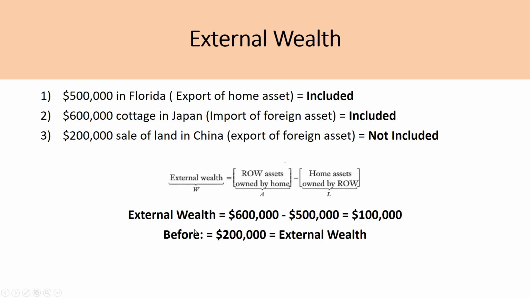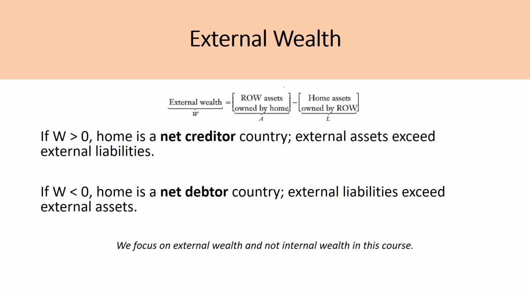Before these transactions, external wealth was $200,000 because this was a home asset, so it's not recorded as an external asset. And we only had $200,000 worth of rest of world assets owned by home. You'll see this change from before of $200,000 to now $100,000. That negative financial account of $100,000 accounts for that, and this represents that change.